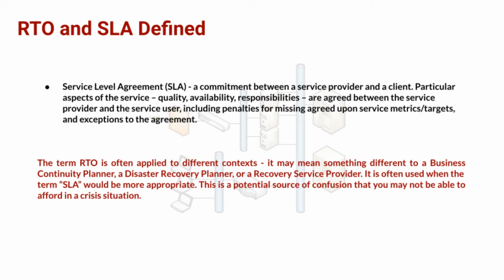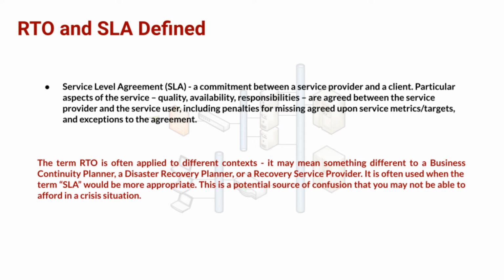A service level agreement, or SLA, is a commitment between a service provider and a client. Particular aspects of the service, such as quality, availability, responsibilities, are agreed to between the service provider and the user, including penalties for missing agreed upon service metrics or targets and exceptions to the agreement.